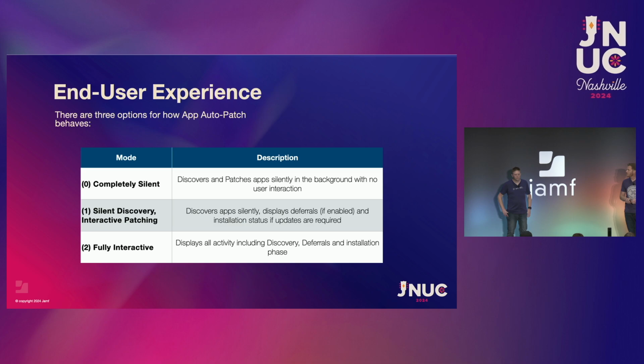That's when it's presented to the user with the list of available updates. And the user, if deferrals are available, it'll ask them to defer or not, process the update, and it'll give them that list of updates and kind of give them transparency there. And then we have a fully interactive one, right? So here the user sees everything. They see the app discovery, they see the deferral options, they see the patching process as it's going on.